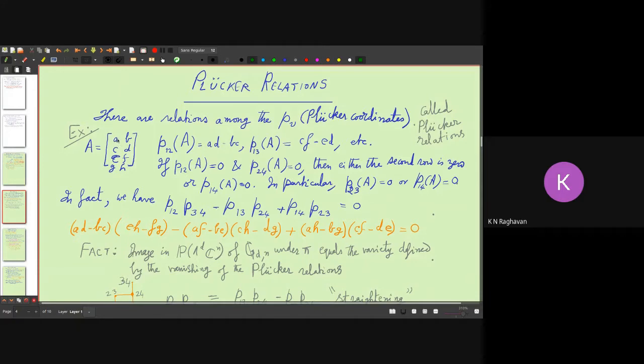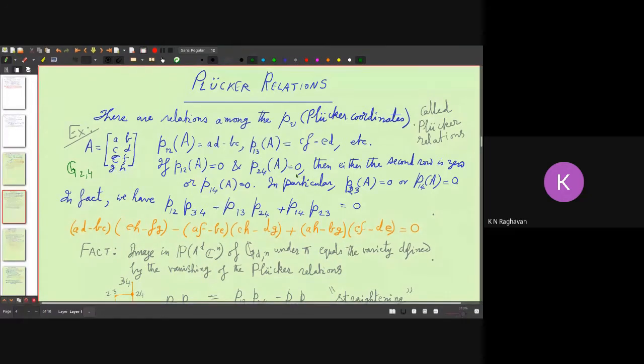So, for example, just to give an illustration of this, take the case G_{2,4}. So I take a 4 by 2 matrix, and then I write out P_{12}(A), P_{13}(A), etc. These are just the determinants. I want you to observe the following. Suppose P_{12}(A) is 0. Suppose this 12 is 0 and 24 is 0.